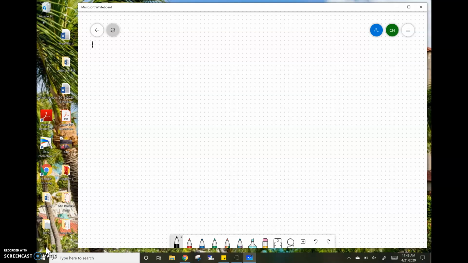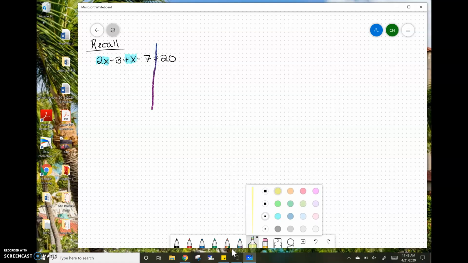From last week's video, we solved this problem: 2x minus 3 plus x minus 7 equals 20. Notice where the equal sign is. I'm going to draw a line through it right here. On the left-hand side of the equal sign, there's a whole bunch of stuff happening. There are two terms that have variables, both on the left side of the equal sign, and there are also two constants on that side as well.